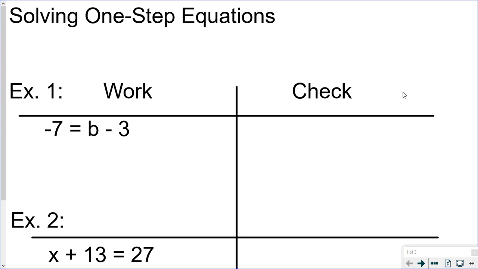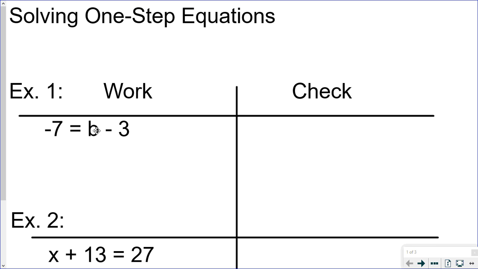This lesson is on solving one-step equations. The reason it's called one-step equations is because it just requires one step to solve them. When we talk about solving equations, we're talking about finding the value of a variable in an equation. This equation says negative 7 is equal to the variable b minus 3. So b represents some number, and we're trying to figure out what number minus 3 is equal to negative 7.